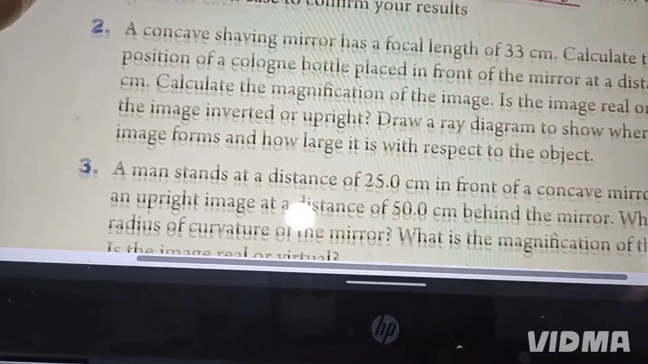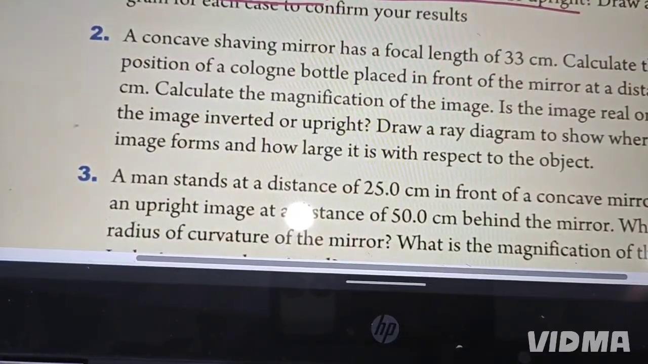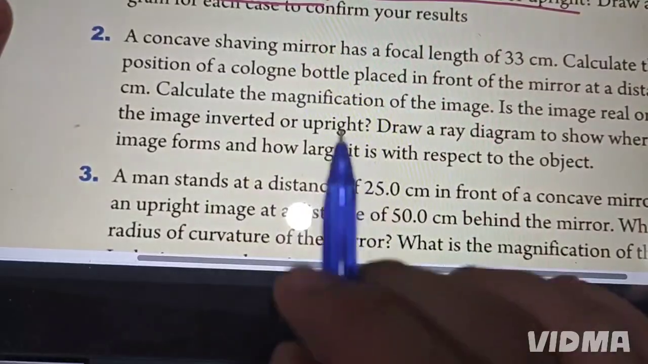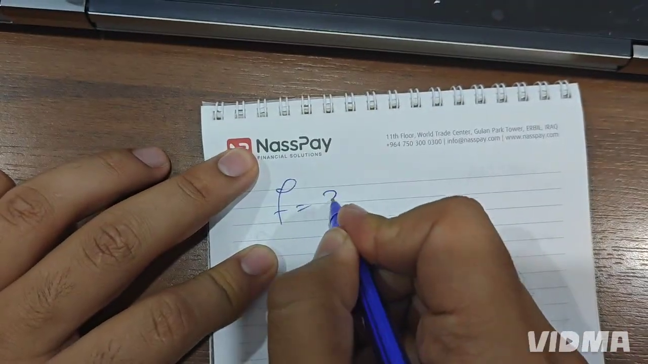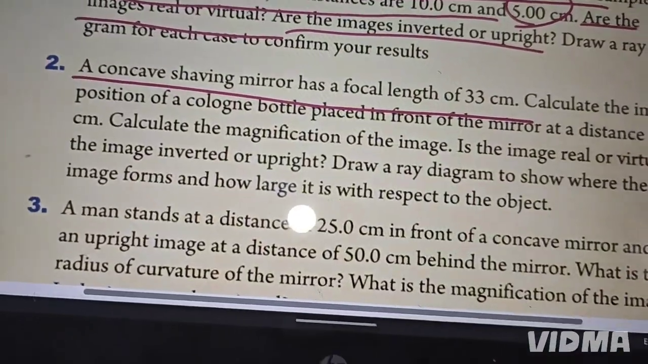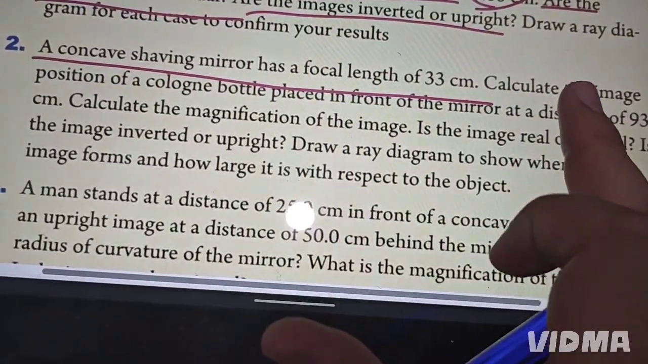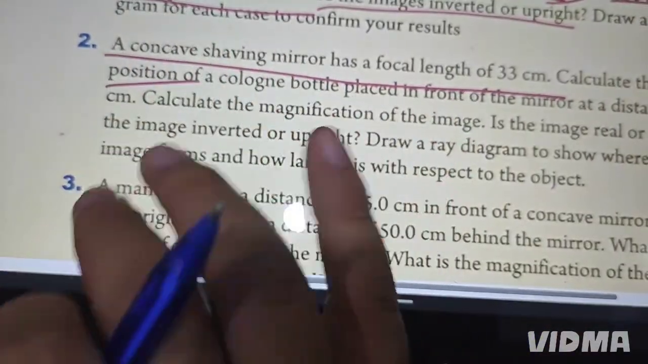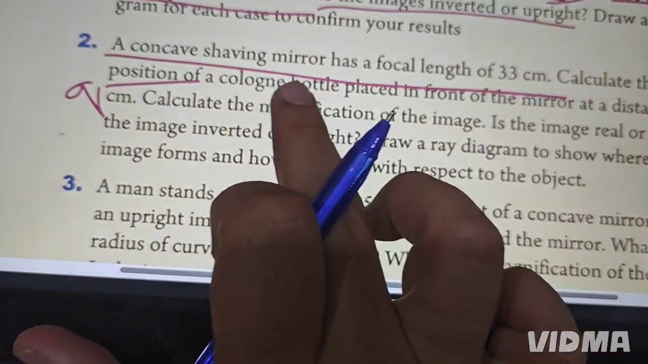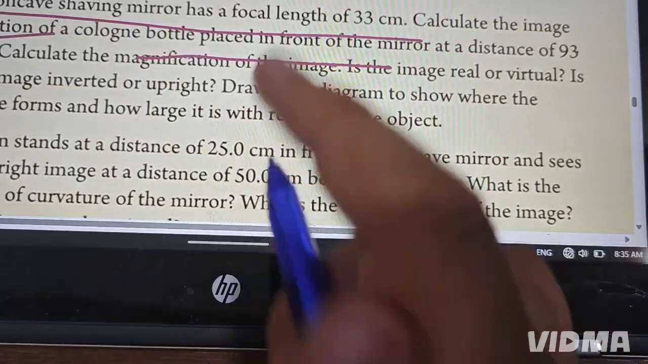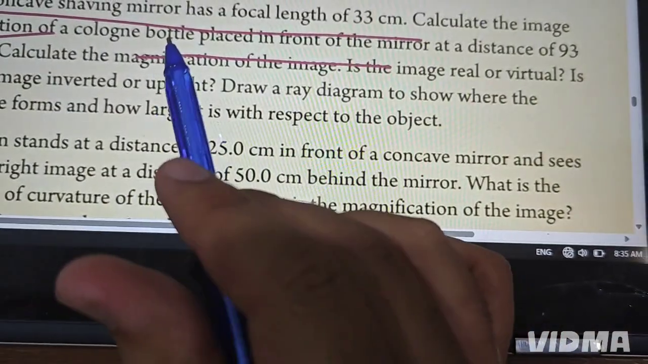Question 2. A concave shaving mirror has a focal length of 33 centimeters. Let me write down the focal length, 33 centimeters. Calculate the image position. Image position means find Q. A bottle is placed in front of the mirror. Of course, a bottle means the object. We are putting this bottle in front of the mirror.